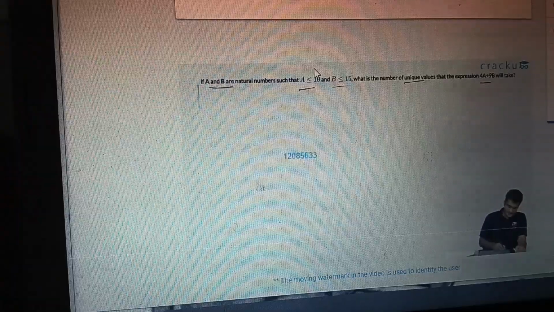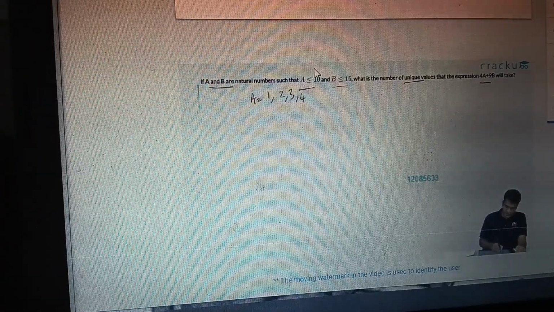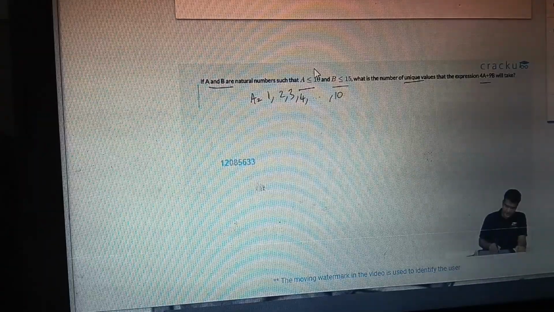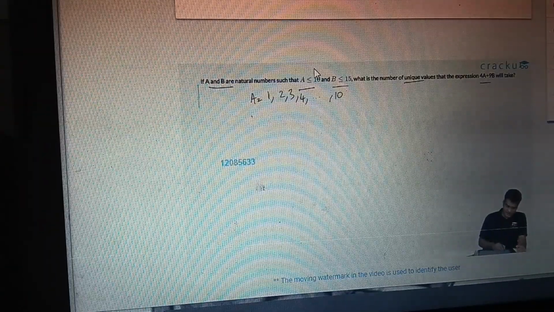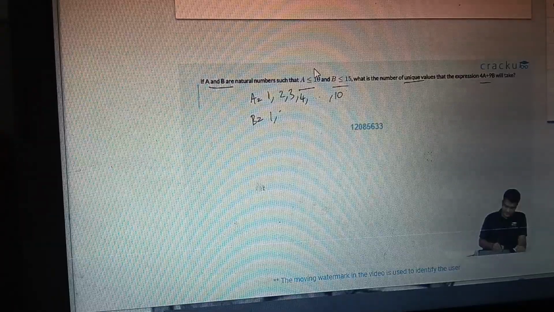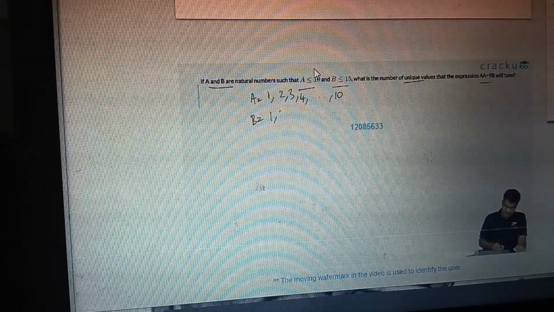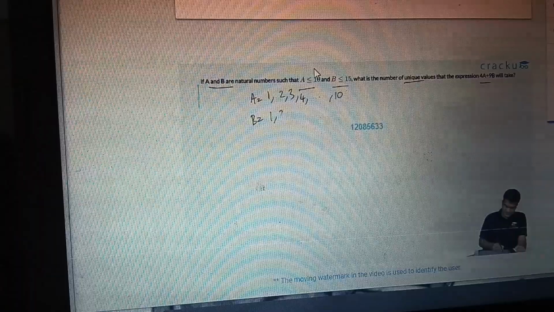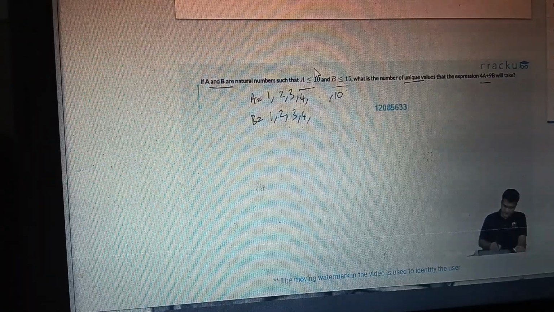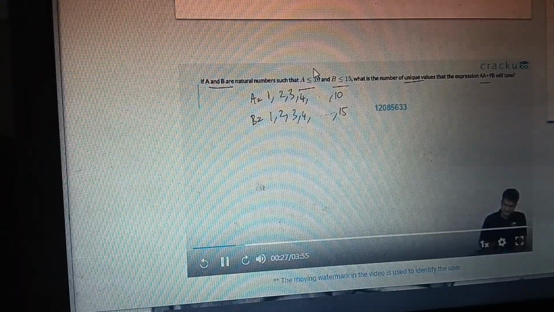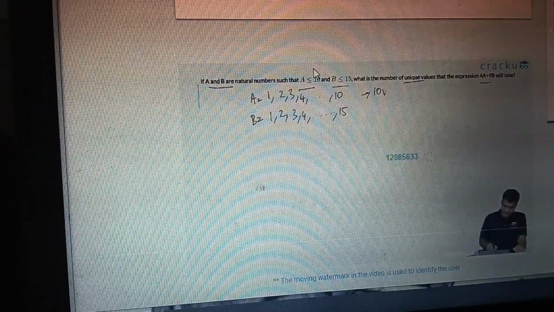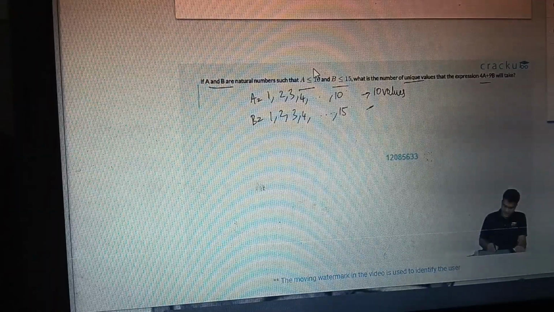If you are looking at the values that a can take, any value from 1, 2, 3, 4, dot dot dot till 10. That is, it can take 10 values, and b also can take 15 values. It can be any number from 1, 2, 3, 4, dot dot dot till 15. So a can take 10 values and b can take 15 values.